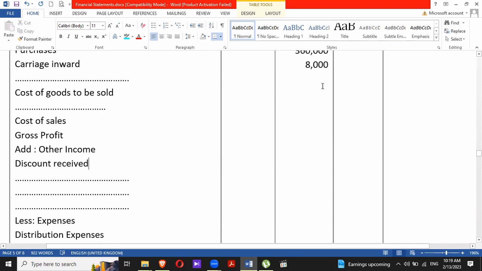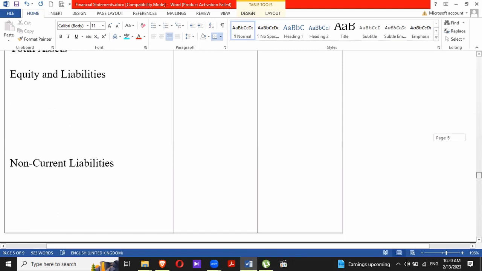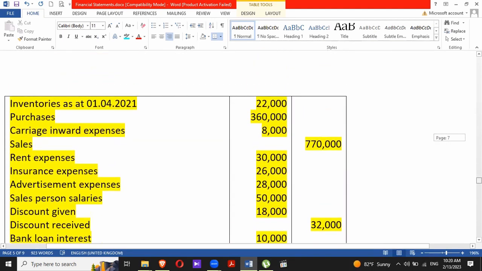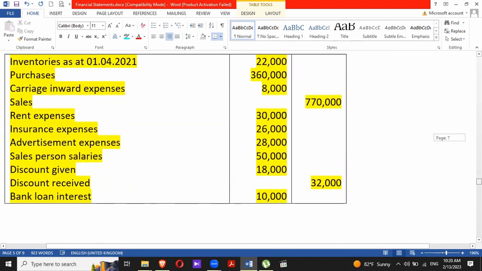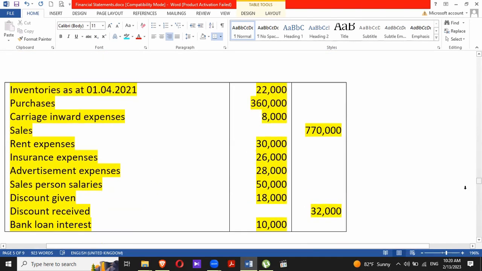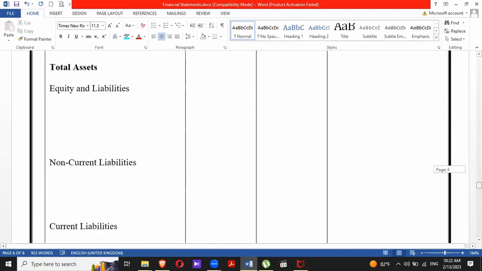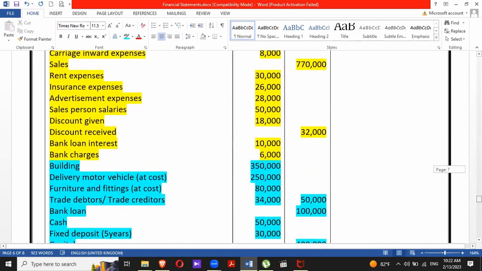Discount received 32,000 should be mentioned in the second column of the amounts. Right? No need to go to the first column. You can record it under the second column of the amounts. Discount received. Right? Next one. We'll take the next one, that is bank loan interest 10,000. Right? Discount received comes under other income. We'll see what is the next one.